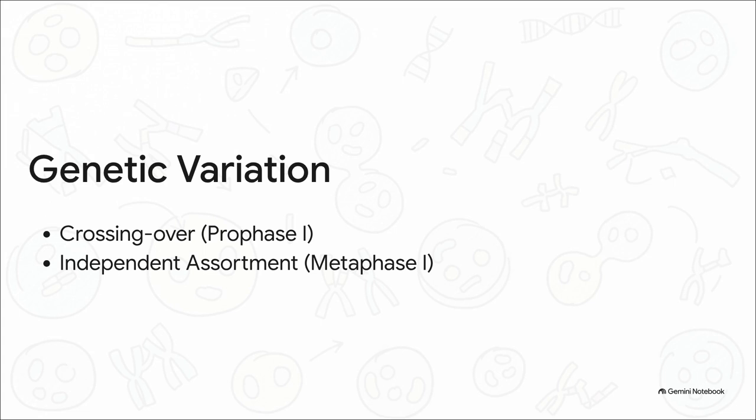Then during metaphase I, the way those pairs line up along the center, it's completely random. A maternal chromosome might face one pole and a paternal one the other, and it's totally independent for every single pair. We call that independent assortment. These 2 specific mechanisms are absolutely crucial because they ensure that no 2 gametes will ever be exactly alike.